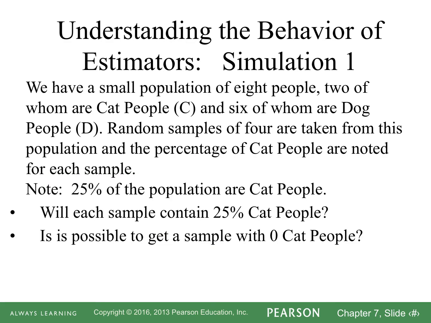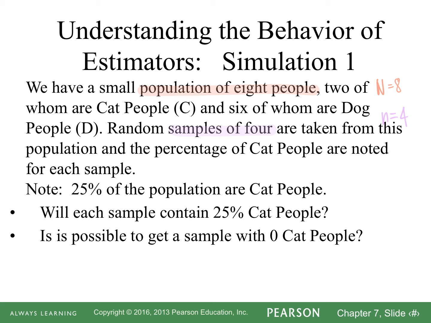Okay, so to understand the behavior of estimators, here's simulation 1. We have a small population of 8 people, 2 of whom are cat people and 6 of whom are dog people. Random samples of 4 are taken from this population, and the percentage of cat people is noted for each sample. Note 25% of the population are cat people. So the question is, will each sample contain 25% cat people? And is it possible to get a sample with 0 cat people? Right? So think about the golf balls. Every time you hit a golf ball, are you going to hit your target?